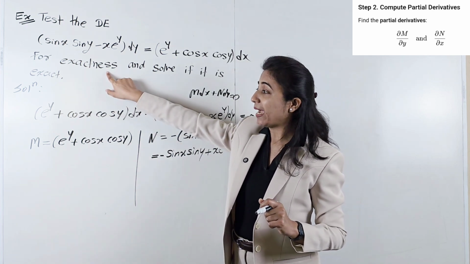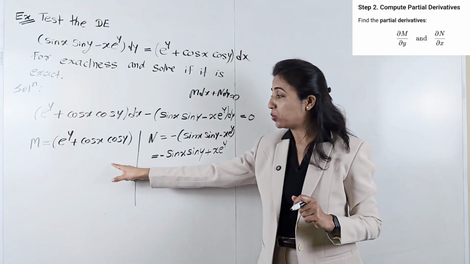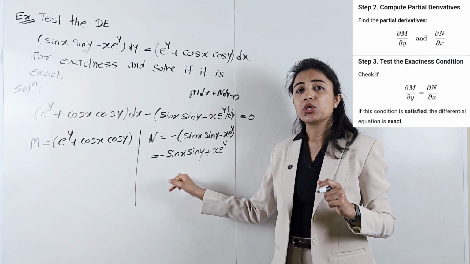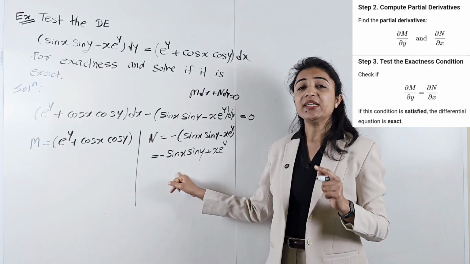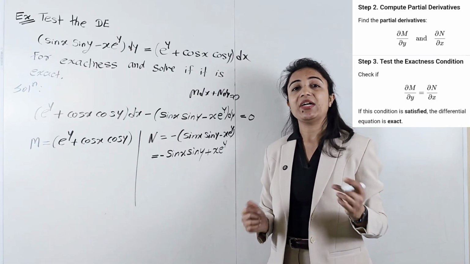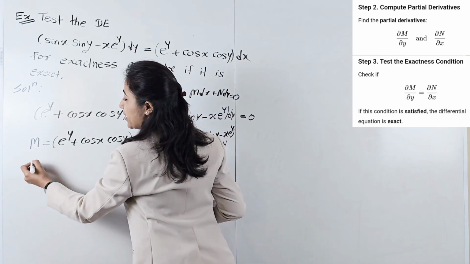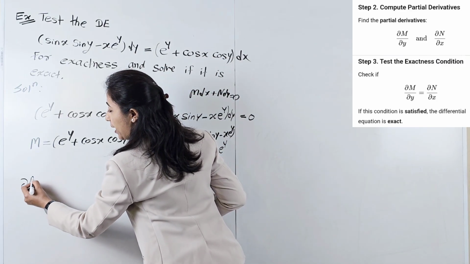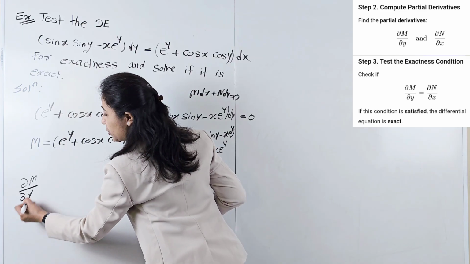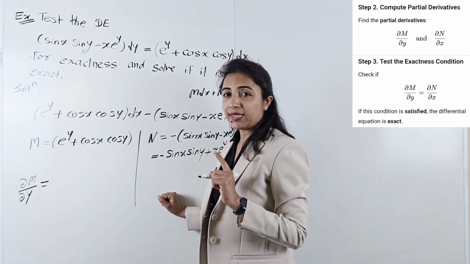To test the exactness, you must differentiate M and N partially with respect to y and x. That means you have to check ∂M/∂y equal to ∂N/∂x. If it is equal, then we can say the given differential equation is exact. So in the next step, we have to differentiate this term partially with respect to y. So you will get ∂M/∂y equal to, here when we are differentiating by y, you have to keep x as a constant.